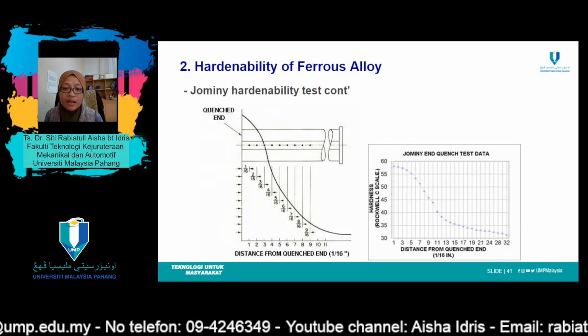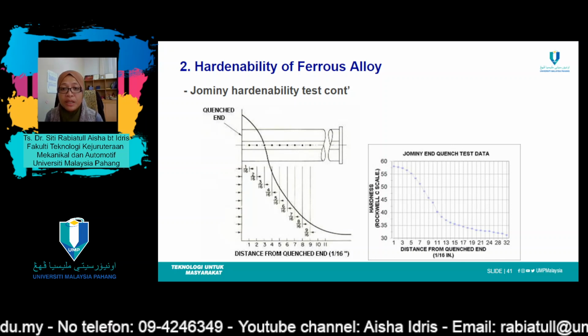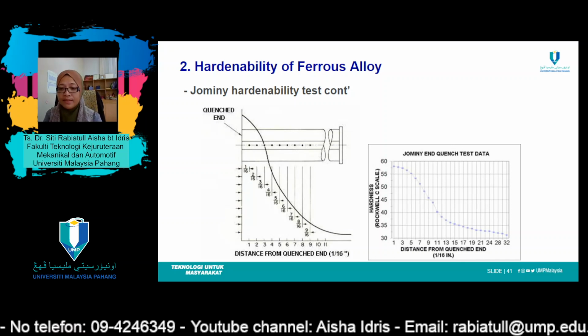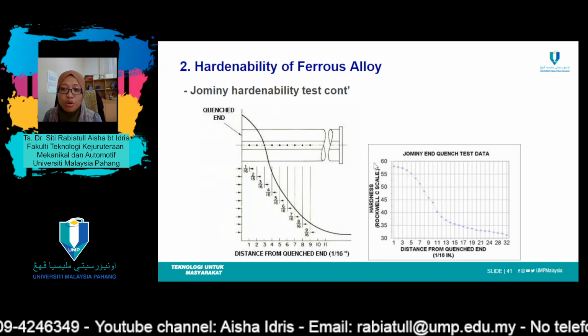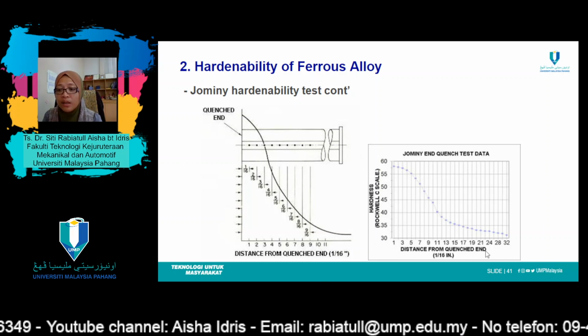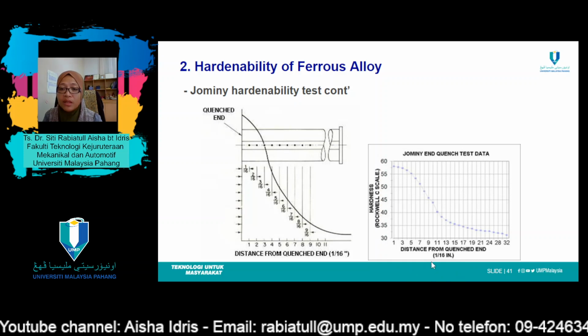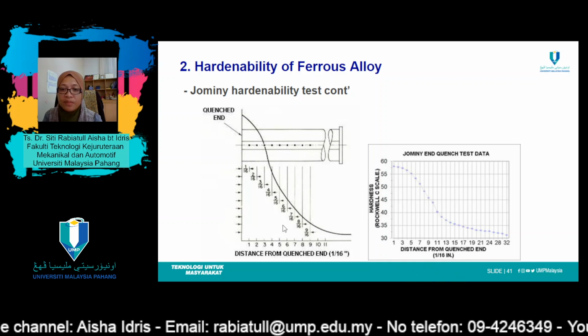These are the data that you can get through the Jominy hardenability test. This is the hardness value through the Rockwell scale, and this one is the distance of the specimen. Okay, distance.